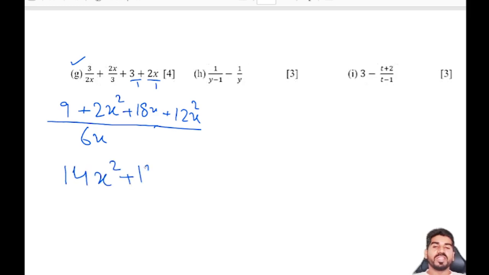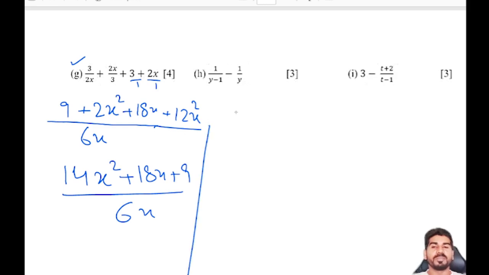And there will be 18x, and there will be 9 here, divided by 6. This is the answer for part G here. You can see, is there any simplification possible? Simplification is possible, so this will be done for part G.